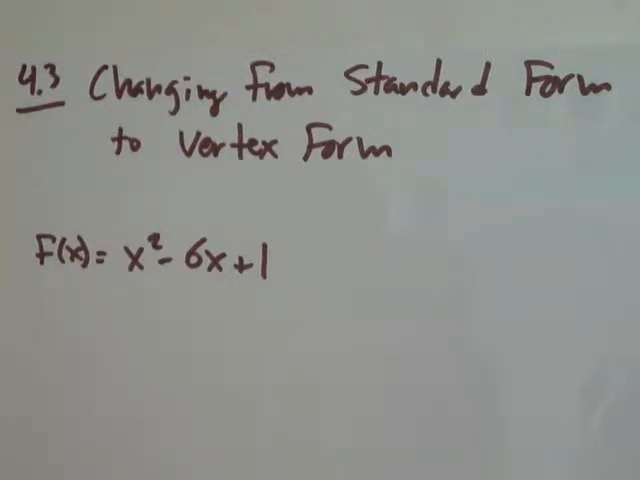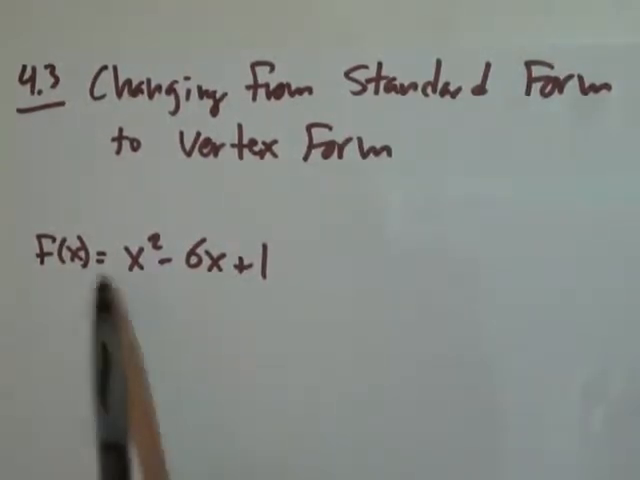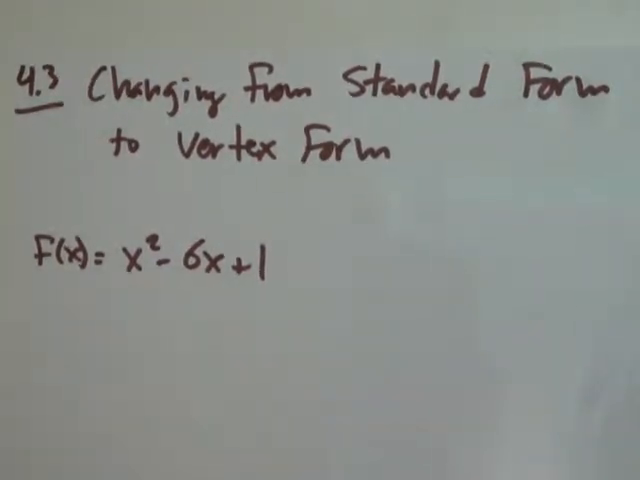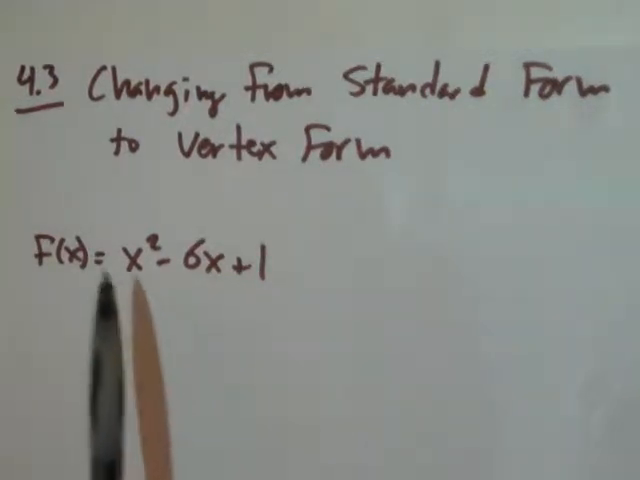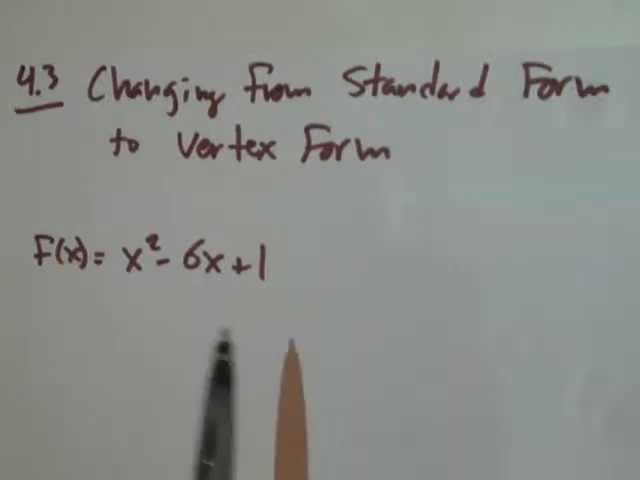So here's what we're going to do. We're going to have a step-by-step of how we go from standard form to vertex form. Let's see how this goes. So this is our equation. I made it up in my head. It's not in the book. f of x equals x squared minus 6x plus 1. That's our standard form, ax squared plus bx plus c, and we're going to change that into vertex form.